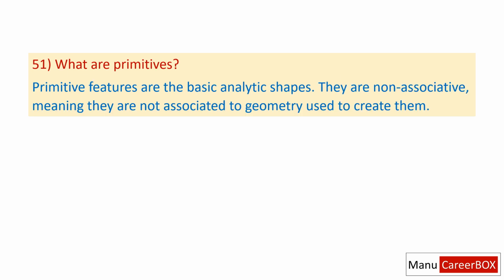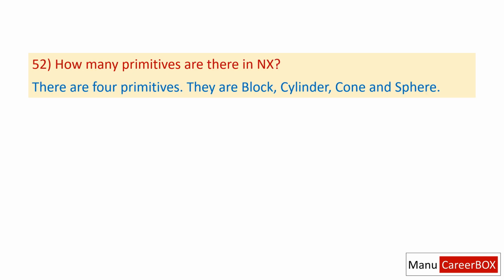51. What are primitives? Primitive features are the basic analytic shapes. They are non-associative, meaning they are not associated to geometry used to create them. 52. How many primitives are there in NX? There are 4 primitives. They are block, cylinder, cone and sphere.